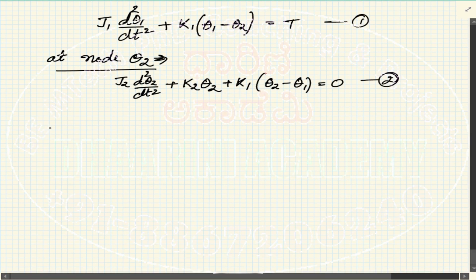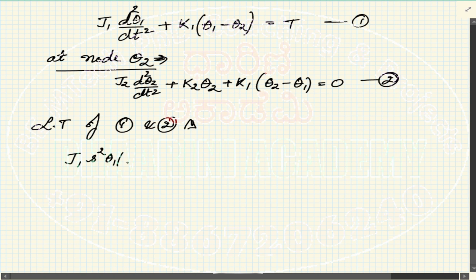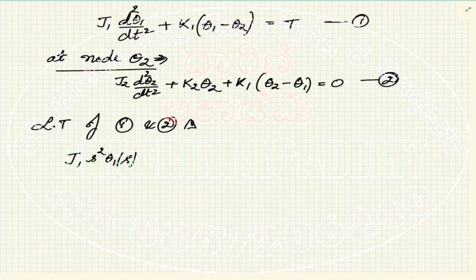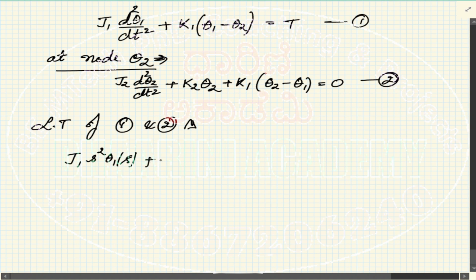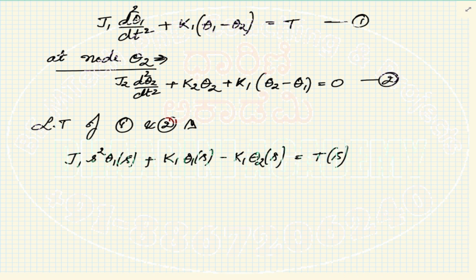Now to take the Laplace transform of both 1 and 2, I have the first equation becoming J1 into S square into theta 1 of S. So originally the theta 1 and theta 2 are functions of time. Now they are transformed into the S domain. Okay, so plus we have K1 into theta 1 of s minus K1 theta 2 of s equal to T of s. Actually, the T which is written in equation 1 is a function of time, right? Now that this got converted into the Laplace s domain.